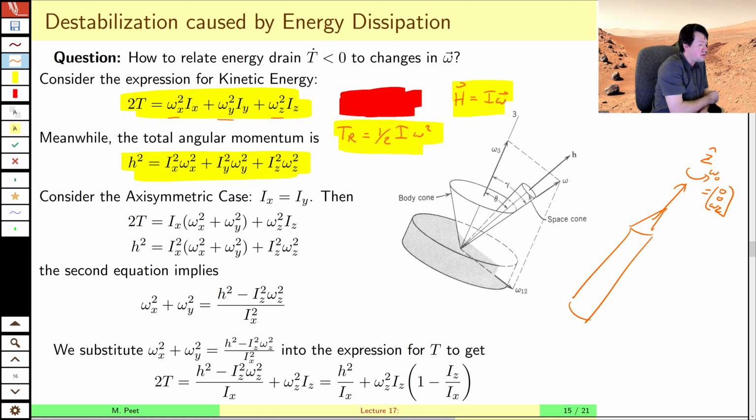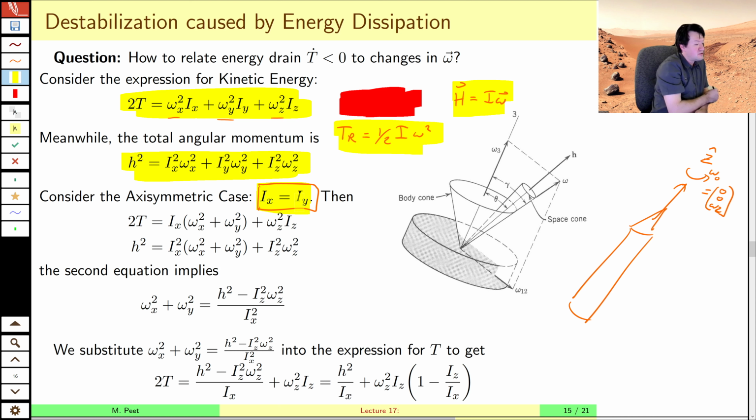Now we're going to do one other thing here, and consider the axisymmetric case. So that's Ix. Why? Because the analysis becomes simpler. All the results we talk about here also apply to the non-axisymmetric case, but I can't derive them. Sorry. So we're going to consider the axisymmetric case just to make life easier. The analysis applies to the axisymmetric case, and the results apply to the non-axisymmetric case.